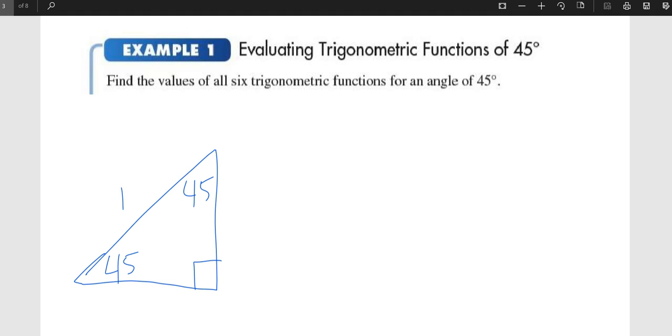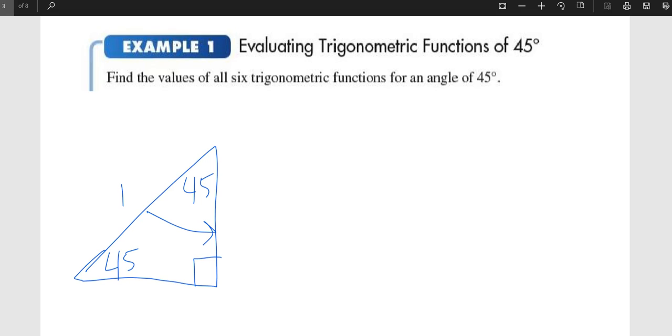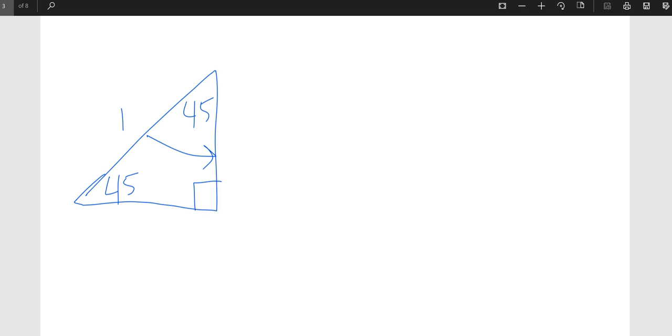Suppose the hypotenuse of a 45, 45, 90 is the number 1. Do you remember back from your geometry days, how do you go from the hypotenuse to one of the legs? Something to do with radical 2. Do we multiply? Do we divide? What do we do?